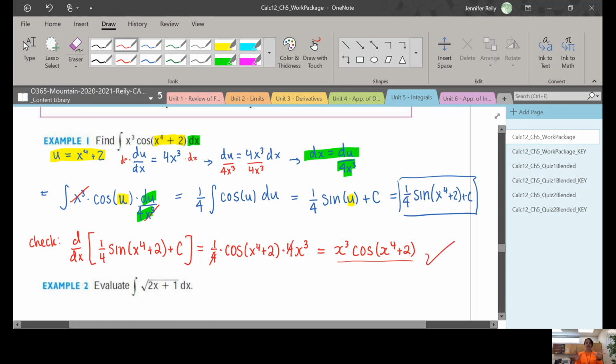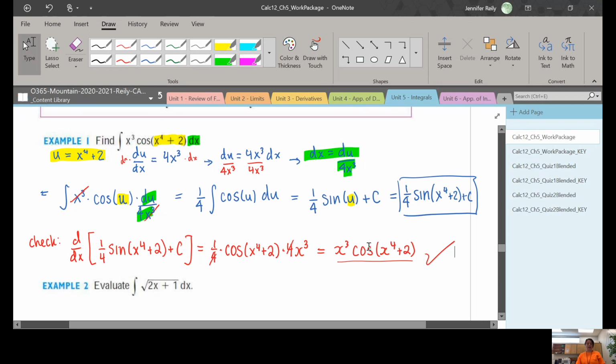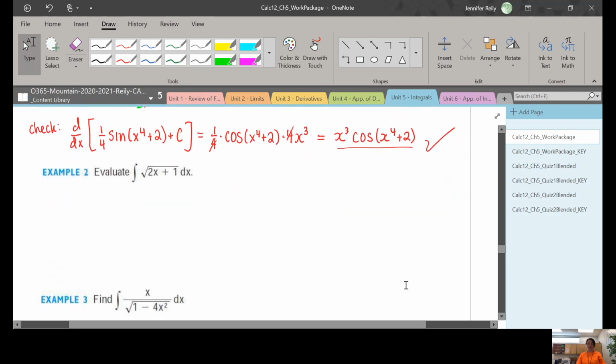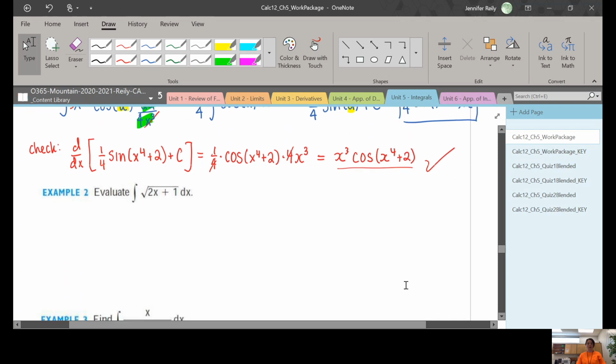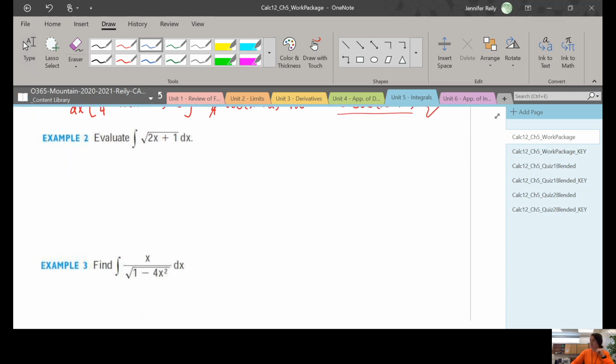Okay, so you can do that anytime you do an integral. If you take the derivative of your answer, you should get the original thing in the integral back. I'm not going to do that every time, obviously, because it takes so much time, but I just want you to be aware that you can check your work that way and find silly mistakes that are easy to make since there's so many steps in these questions.